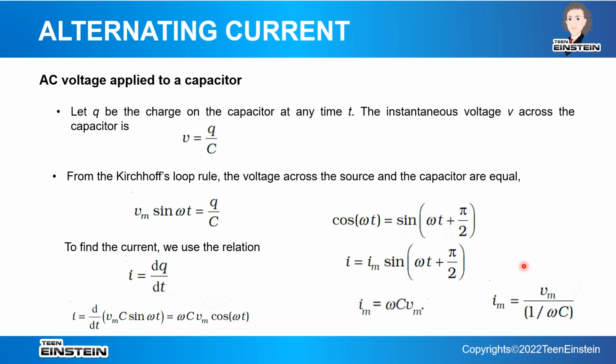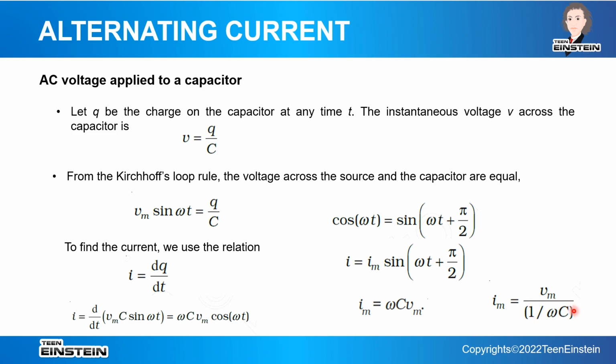Now by rearranging this equation, you can get Im equal to Vm divided by 1 by omega C. It looks like Ohm's law. What is Ohm's law? I equal to V by R. So on the left hand side you have I, and on the right hand side you have V divided by, instead of R, something else. What do you have? 1 by omega C, which is equivalent to a resistor here, but it contains the term capacitance and omega, that is the frequency of the applied voltage.